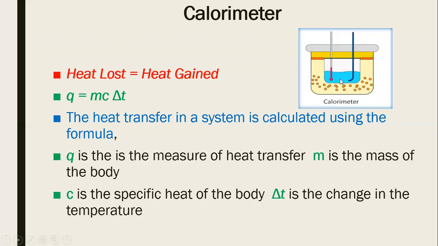In the calorimeter there is a liquid and a solid, and when they touch each other the temperature will change. You can measure the temperature change through the thermometer. Okay, the specific heat is known, the mass is known, then you can find the heat.